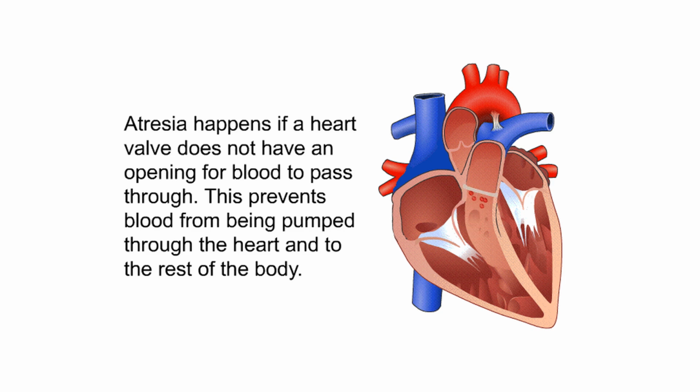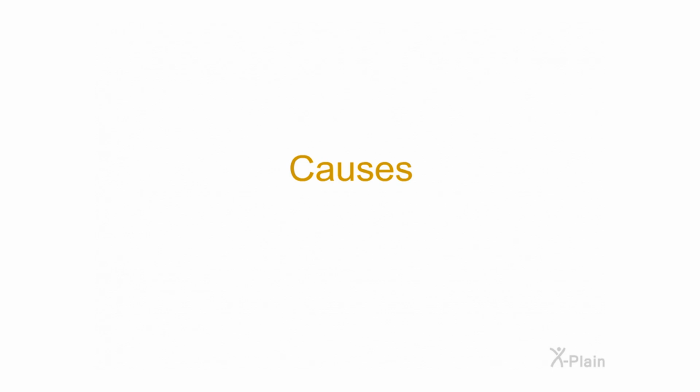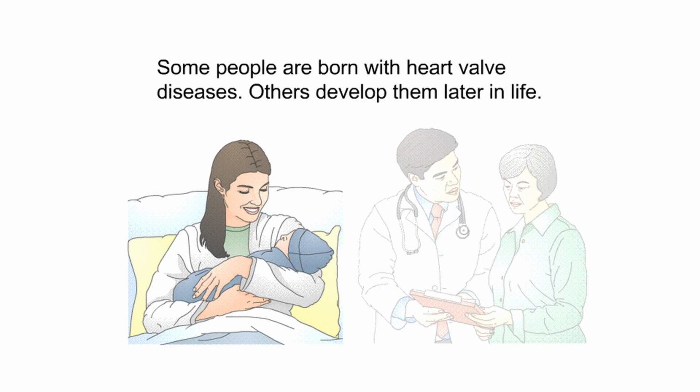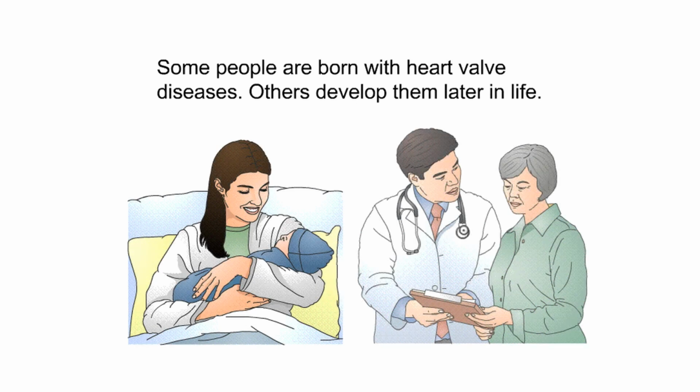Atresia happens if a heart valve does not have an opening for blood to pass through. This prevents blood from being pumped through the heart and to the rest of the body. Causes. Some people are born with heart valve diseases. Others develop them later in life.